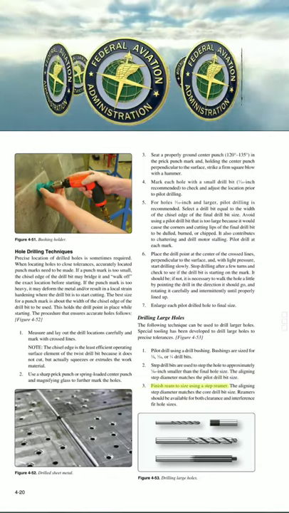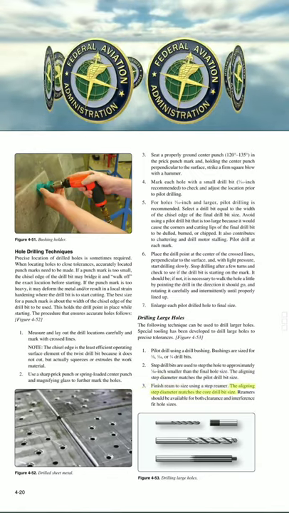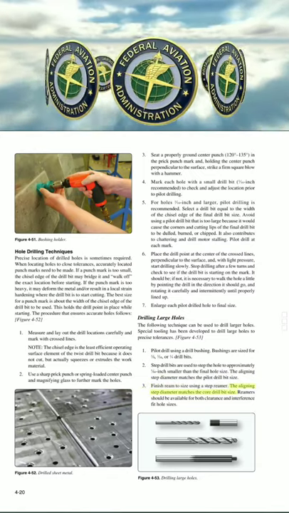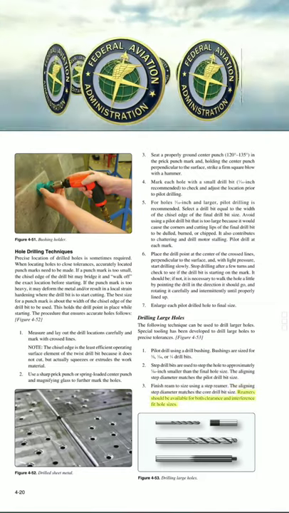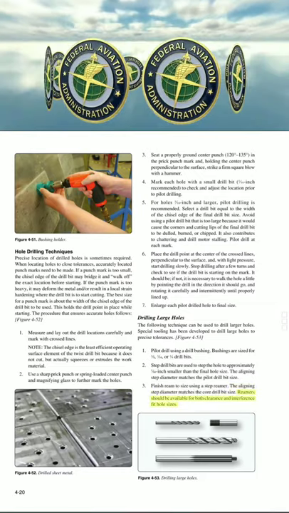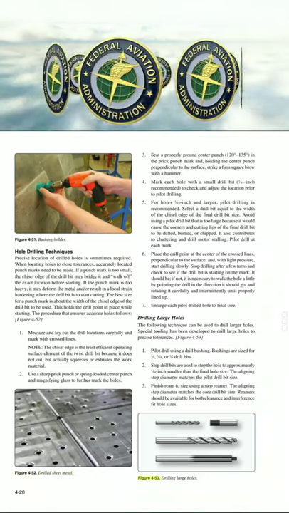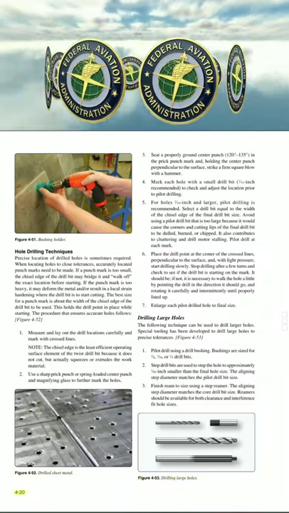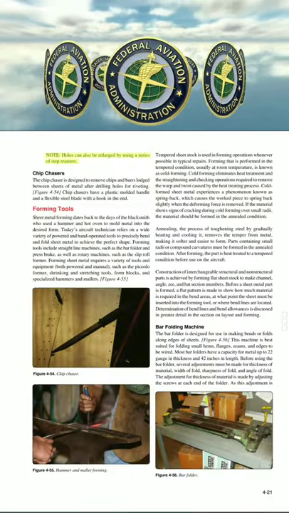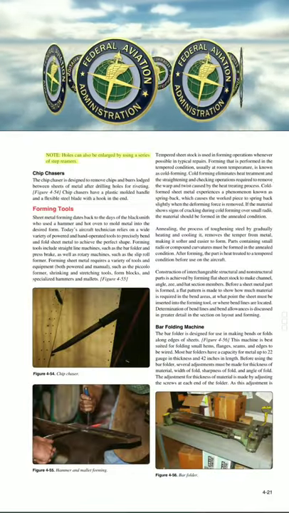3. Finish ream to size using a step reamer. The aligning step diameter matches the core drill bit size. Reamers should be available for both clearance and interference fit hole sizes. Figure 4-52. Drilled sheet metal. Figure 4-53. Drilling large holes. 4-20. Note. Holes can also be enlarged by using a series of step reamers.